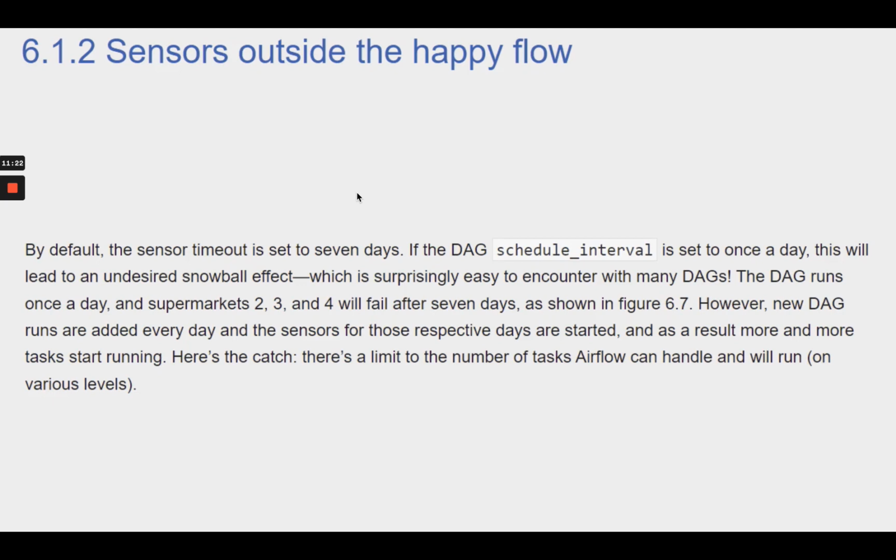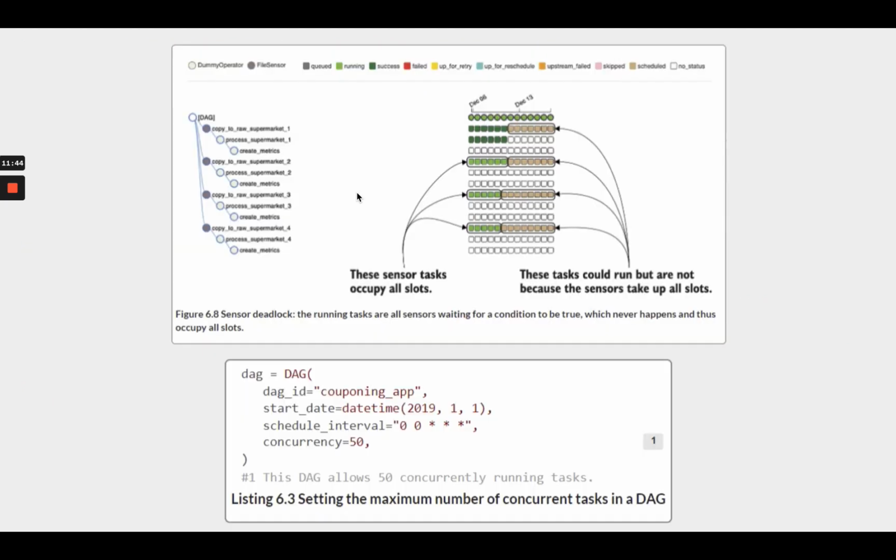The DAG runs once a day, and supermarkets 2, 3, and 4 will fail after 7 days, as shown in figure 6.7. However, new DAG runs are added every day, and the sensors for those respective days are started. And as a result, more and more tasks start running. Here's the catch. There's a limit to the number of tasks Airflow can handle and will run on various levels.